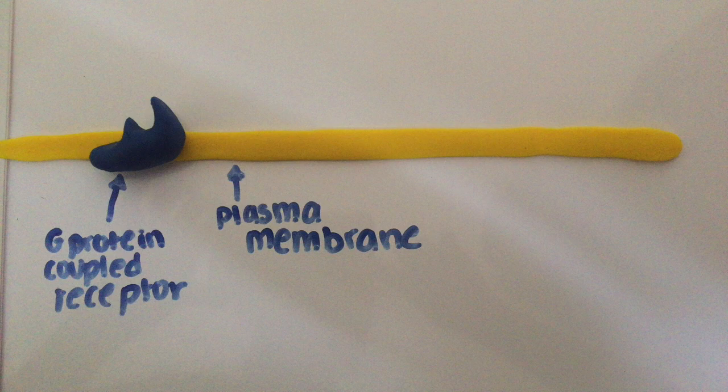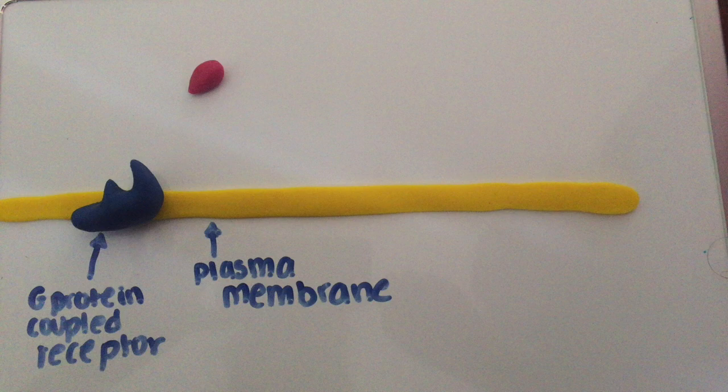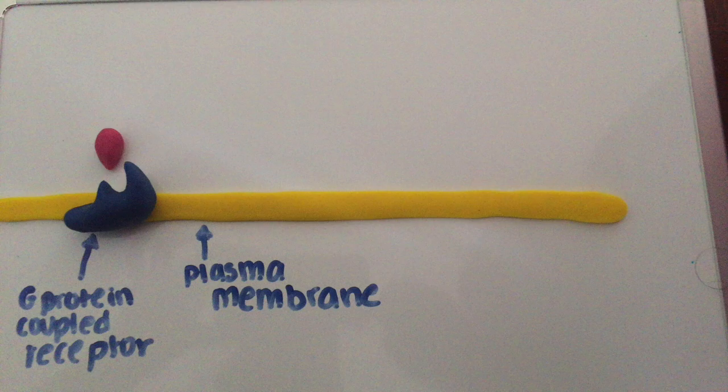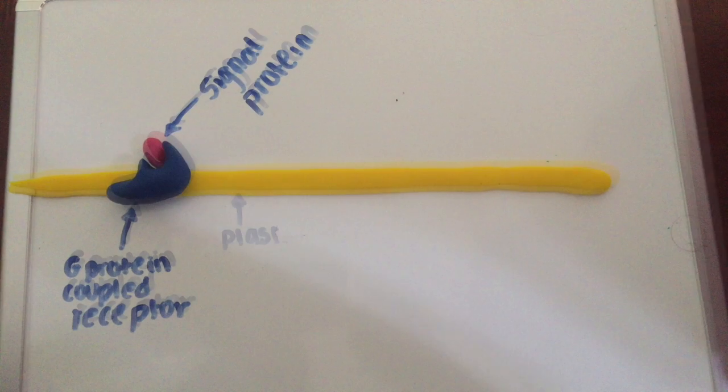This is the G protein receptor system. So first what happens is reception. Reception is the binding between the signal protein and the receptor that is highly specific. So the receptor here is a G protein linked receptor, which is embedded in the plasma membrane.